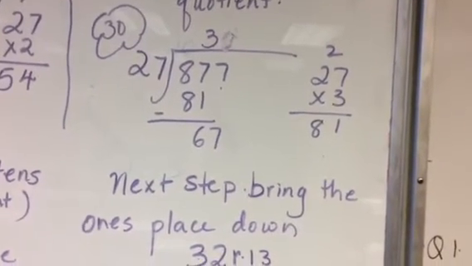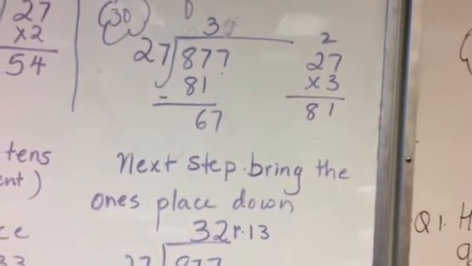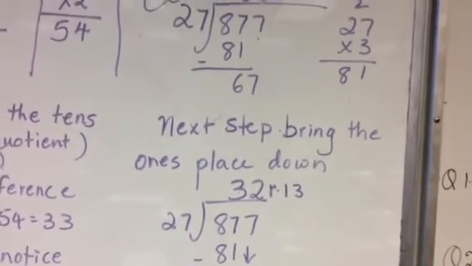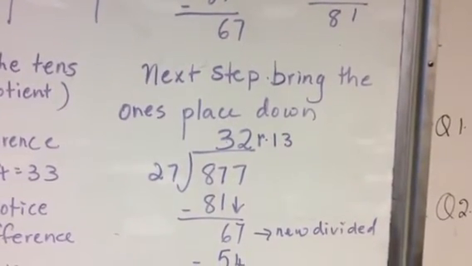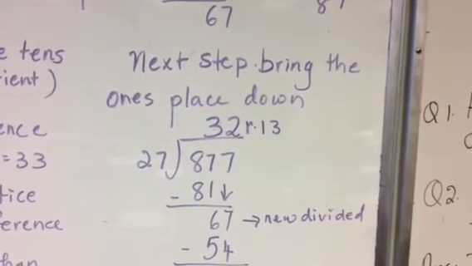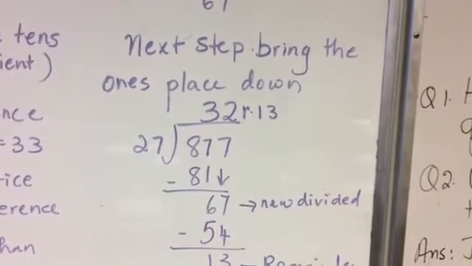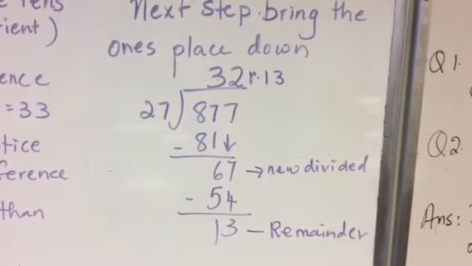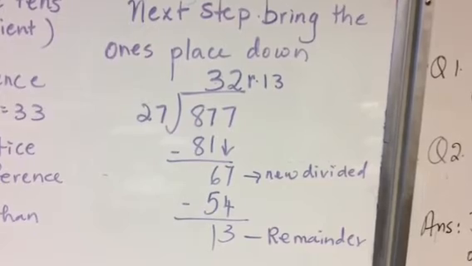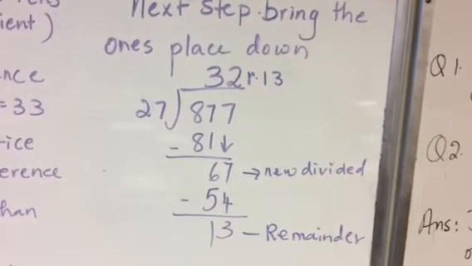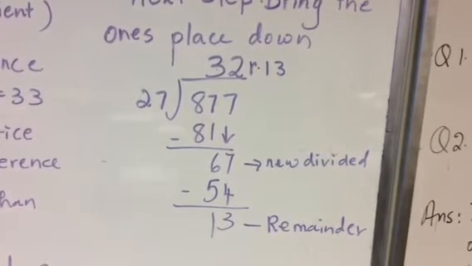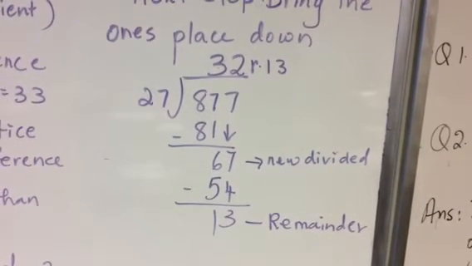And how did that 7 come? I'll tell you. Next step is to bring down the ones place. So that's how that 7 came down, and I put an arrow. 27 divided into 67 gives you 2. 2 times 27 is 54. And then you get the new remainder, 13. So at 67, new dividend, you repeat the steps. Divide, multiply, subtract. As many numbers as you bring down, you repeat divide, multiply, subtract.